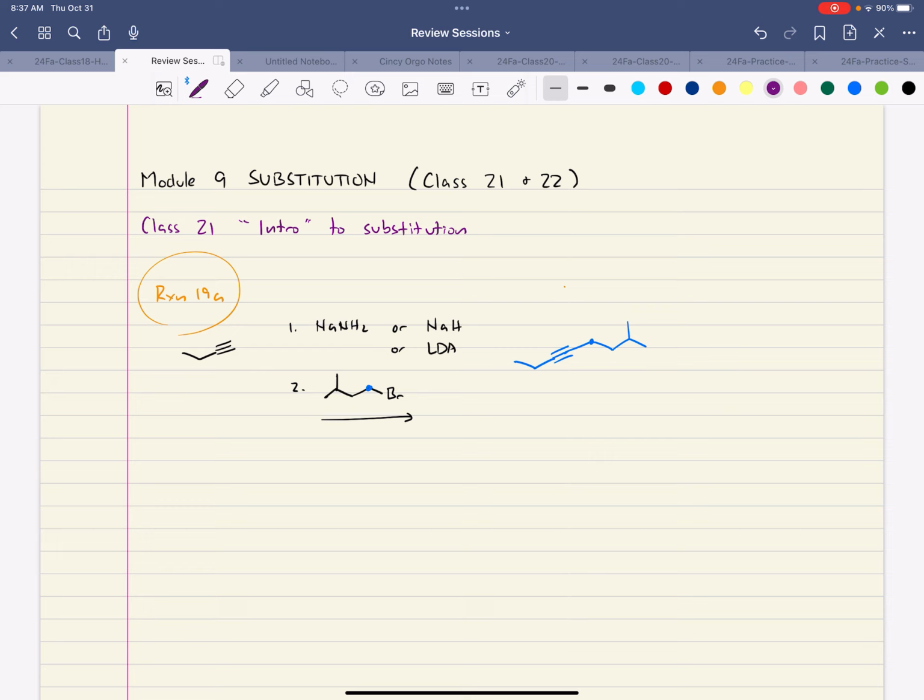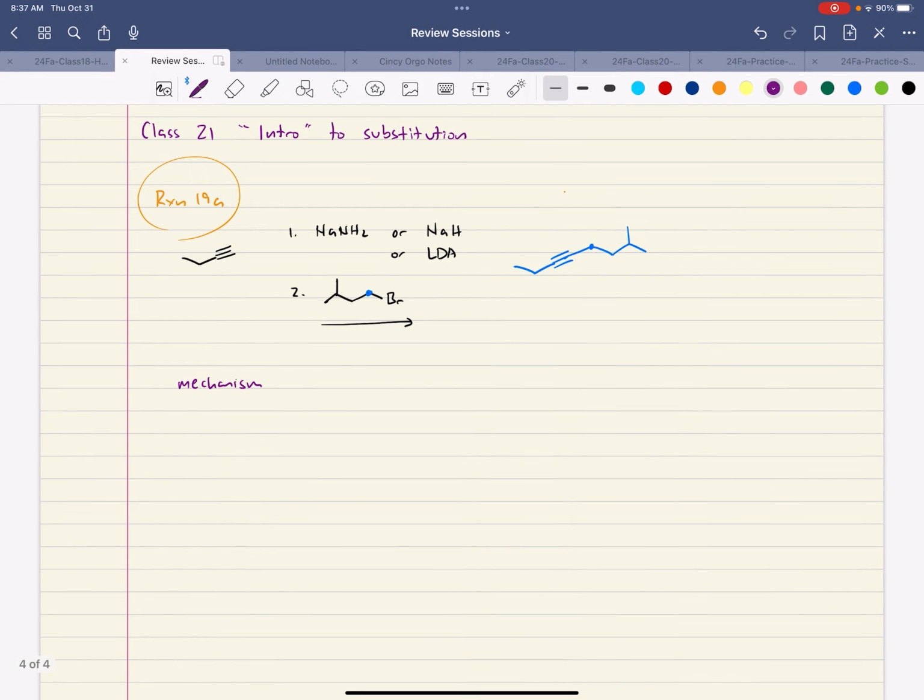Let's go over the mechanism and explain why this is considered a substitution. Right now, you know this, I think, mainly as an alkylation, but it's also a substitution. The mechanism is, let's see how fast we could do this. You could pause the video also now and try the mechanism.